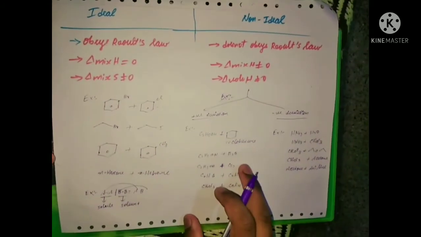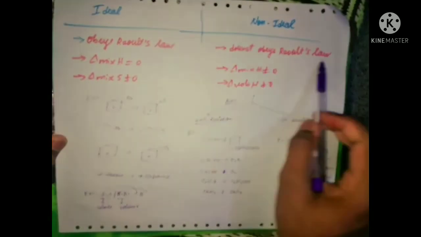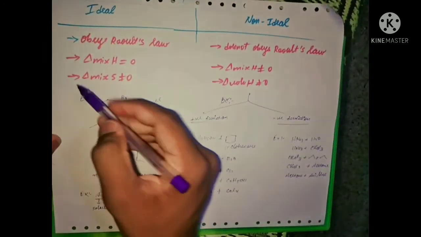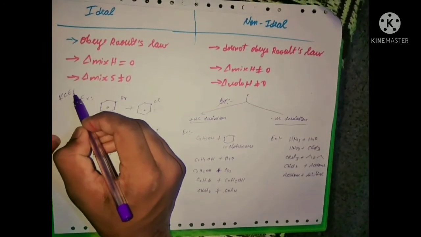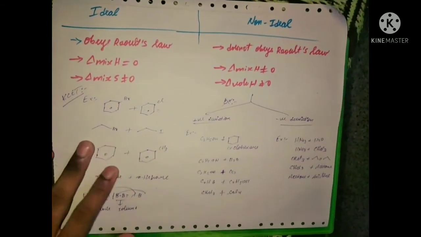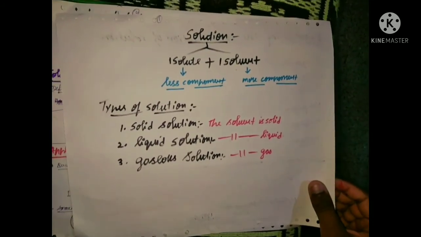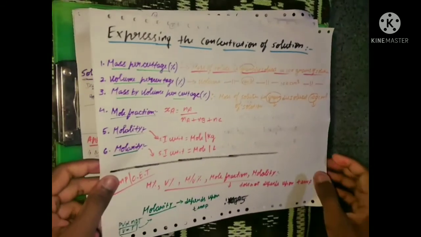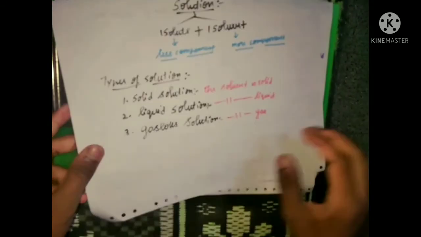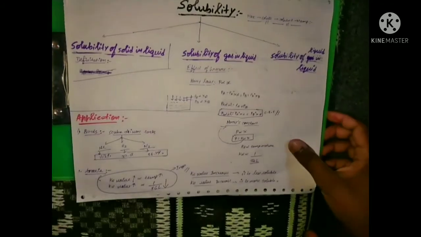This is the overall view for ideal and non-ideal. It's very important. Ideal means it obeys Raoult's law, non-ideal does not obey Raoult's law. This is the only important point for theory purpose. For CET purpose, they will ask the examples: what is the example for ideal, non-ideal? Keep it in your mind. You can make the overall view. This is the overall view. If you want, you can take a screenshot. It's quite simple.